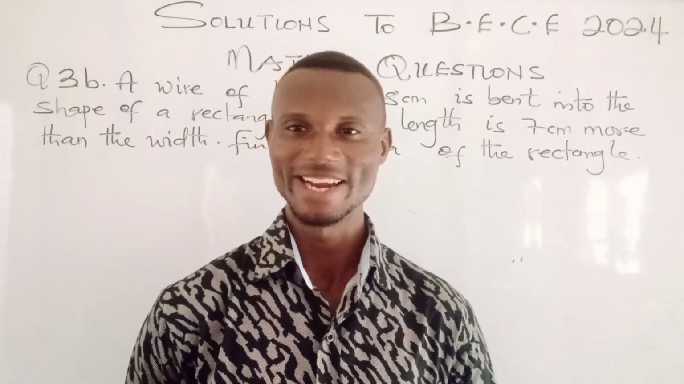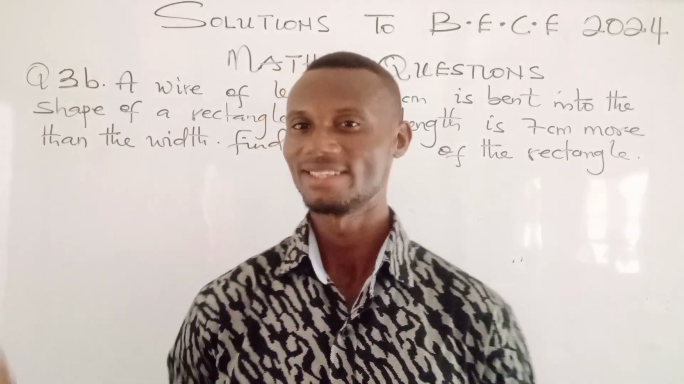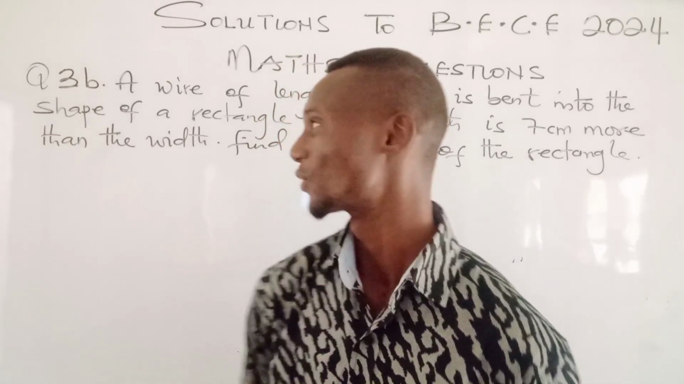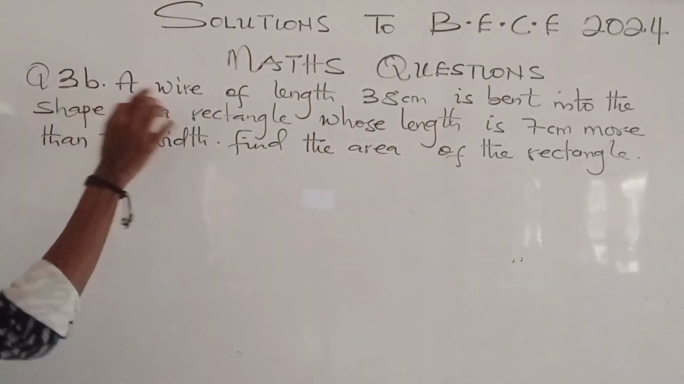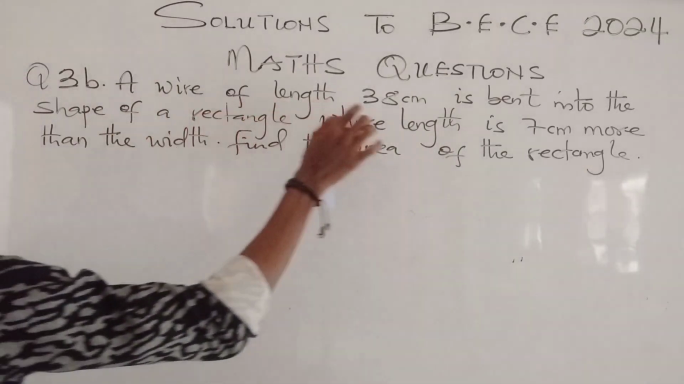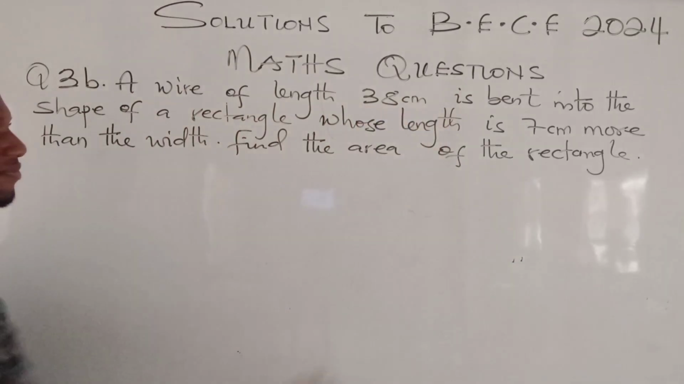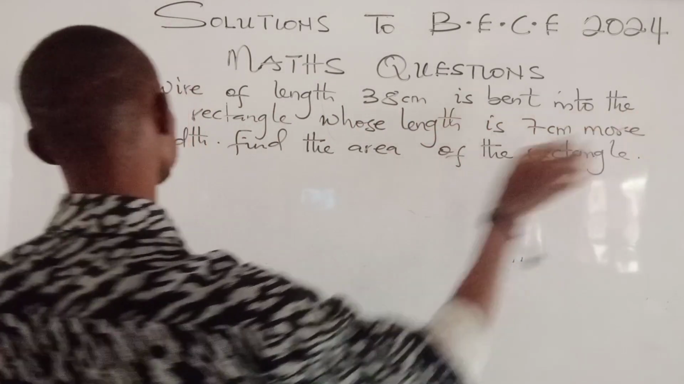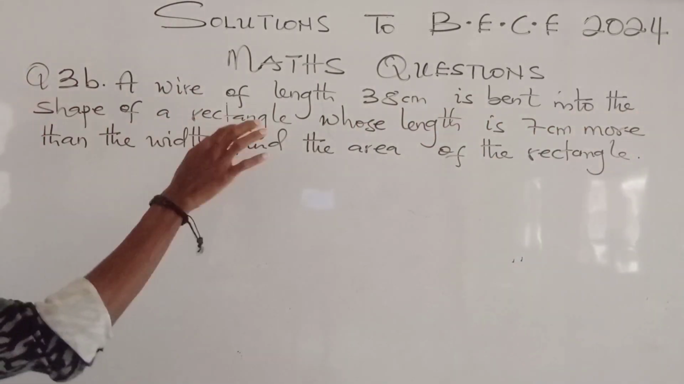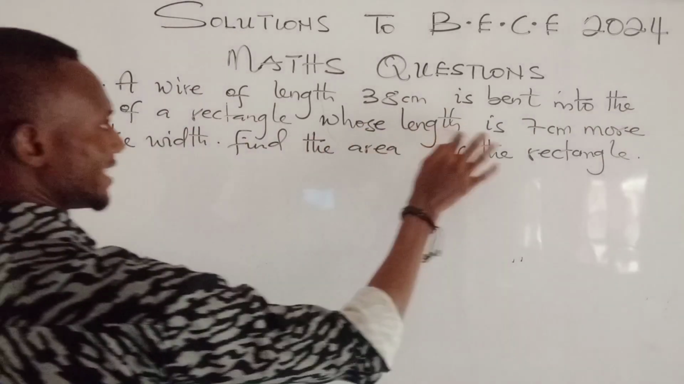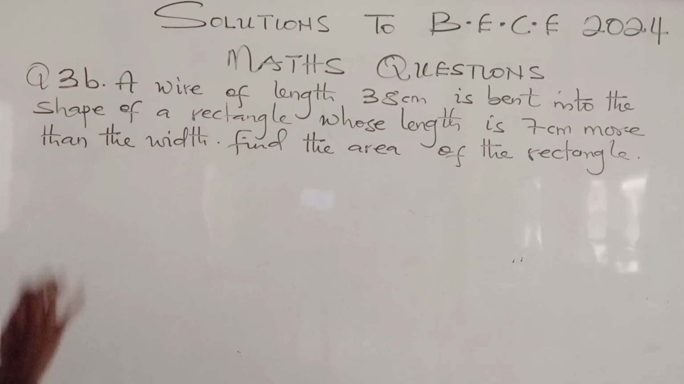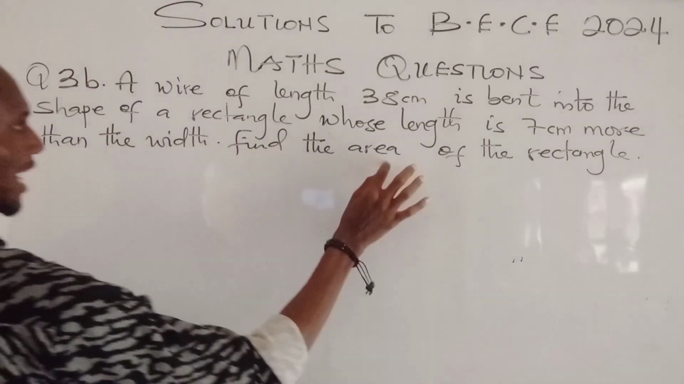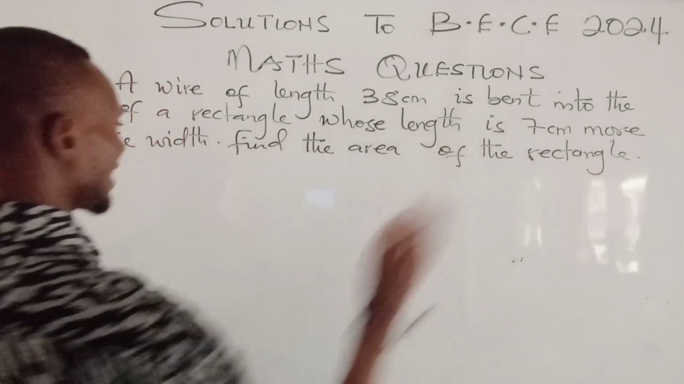So let's go ahead and tackle question 3B on the board. Okay, so let's read the question together. It says that a wire of length 38 centimeters is bent into the shape of a rectangle whose length is 7 centimeters more than the width. It says find the area of the rectangle.